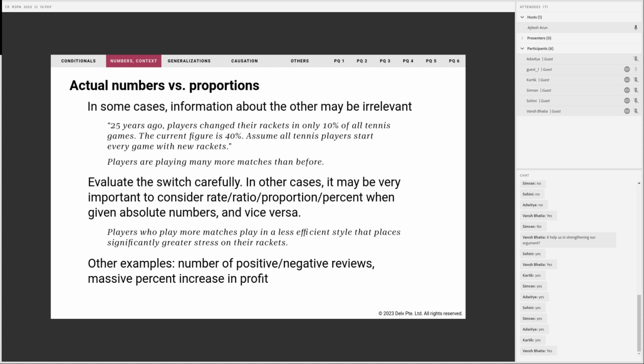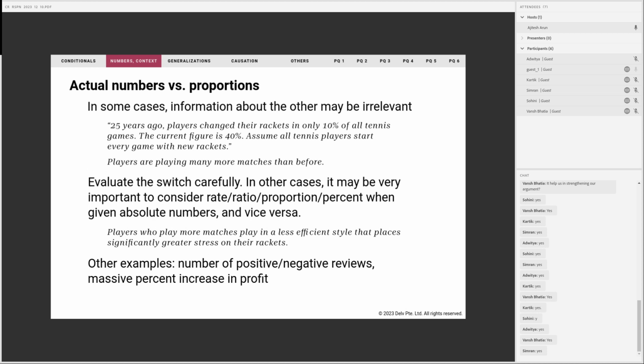A couple more examples. On the internet we see positive reviews and negative reviews for products and services all the time. If you just go by the number of positive and negative reviews, that could be misleading. Just the number of positive and negative reviews, without knowing anything about, let's say, the total number of people who are buying those products and services, could be misleading. Quick check, everyone's agreed on this? Okay, I've got a few yeses on this. Perfect.